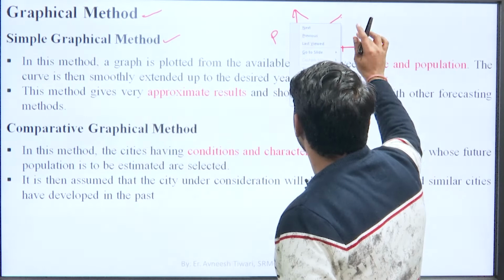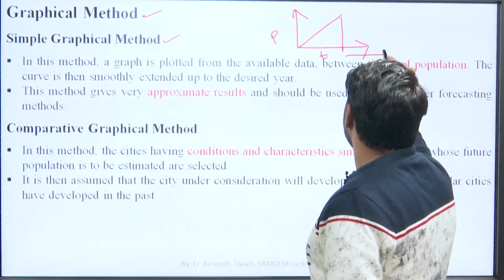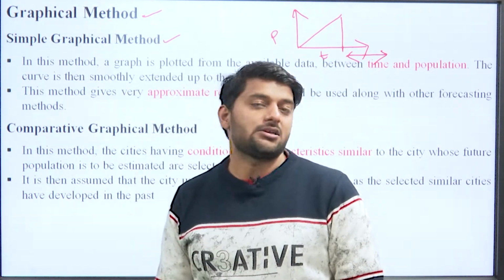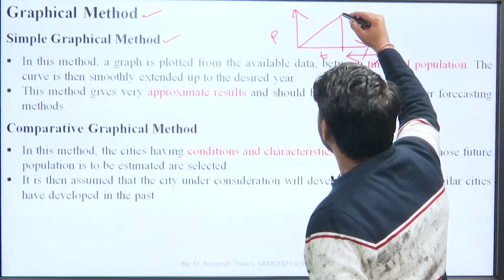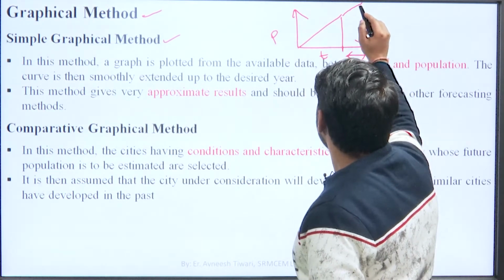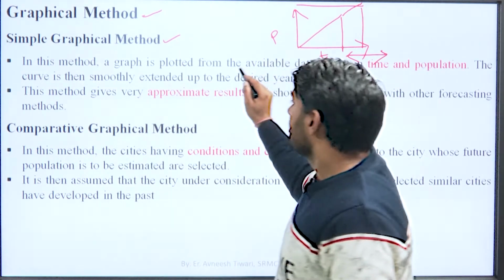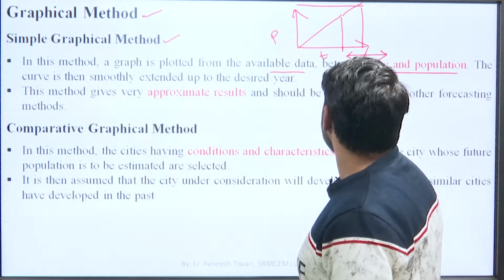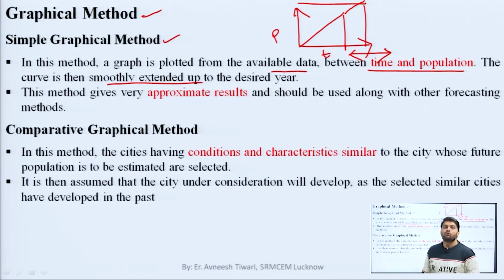For estimating the population in future, this is the time during which we do not have data. By the simple graphical method, we just extend the curve, and after extending the curve, corresponding to that time we can easily estimate the population. So this method is based on the available data, the curve is plotted as time versus population, and the curve is smoothly extended to the desired year.